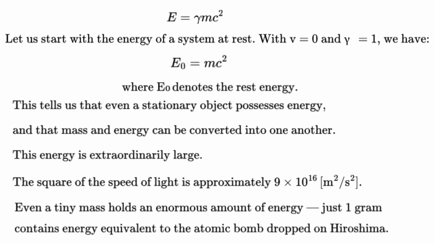Let us start with the energy of a system at rest. With v equals 0 and gamma equals 1, we have E0 equals mc², where E0 denotes the rest energy. This tells us that even a stationary object possesses energy, and that mass and energy can be converted into one another. This energy is extraordinarily large. The square of the speed of light is approximately 9 times 10 to the 16th. Even a tiny mass holds an enormous amount of energy. Just 1 gram contains energy equivalent to the atomic bomb dropped on Hiroshima.